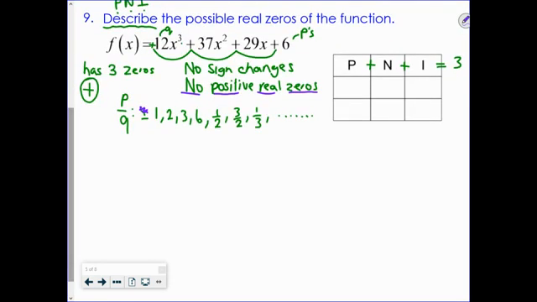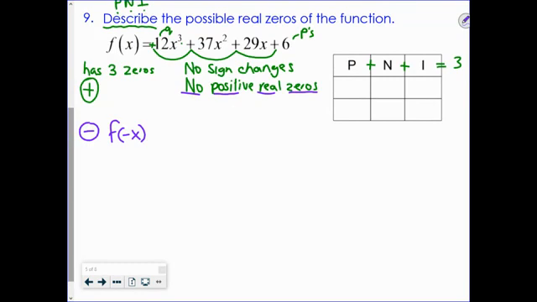Let's find out how to use Descartes' Rule of Signs. Let's move this work out of the way. Okay. How you use Descartes' Rule of Signs to find negatives is you have to do your function of negative x and count the sign changes in that.